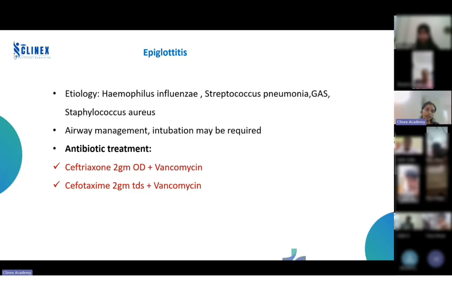Looking at this regimen, can you tell the advantage of ceftriaxone over cefotaxime? Just look at the dosing, you'll get it. Only a once daily dose is required. Ceftriaxone has a long half-life, so once daily dosing is required. Cefotaxime, even though it has almost similar coverage to ceftriaxone, has the disadvantage that you need to dose it 3 times due to its short half-life.